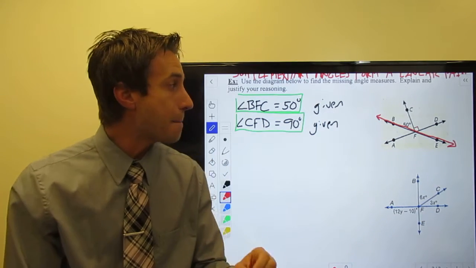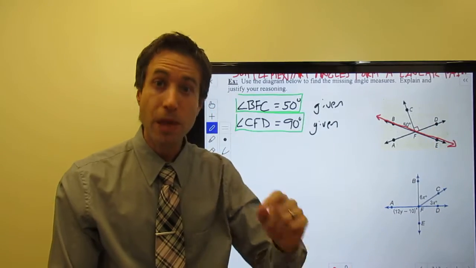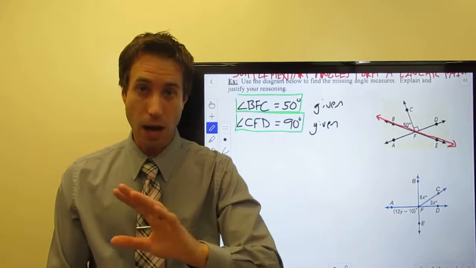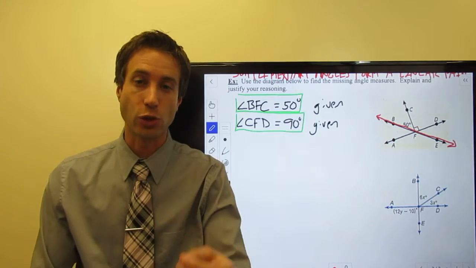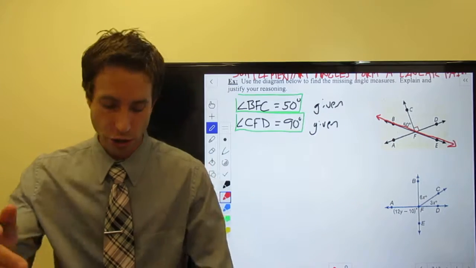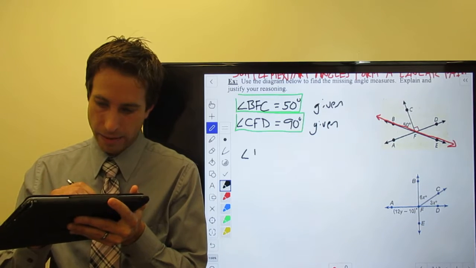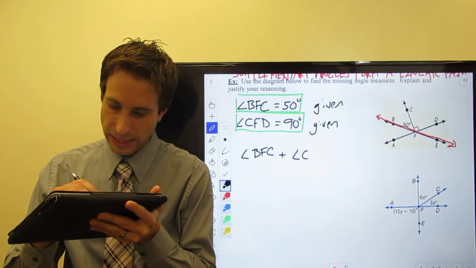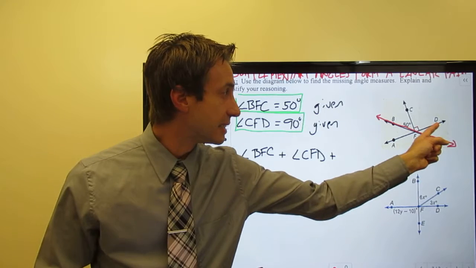Boom, straight line. So what that means is that this angle, BFC, plus CFD, plus DFE, those three angles form a straight line, a linear line. They have to sum to 180 degrees. So we'll use the angle addition postulate. I can add together the smaller angles to get the larger angle. So here we go. My first step is going to be to take angle BFC. I'm going to add that to angle CFD. So CFD. I'm going to add to that DFE.